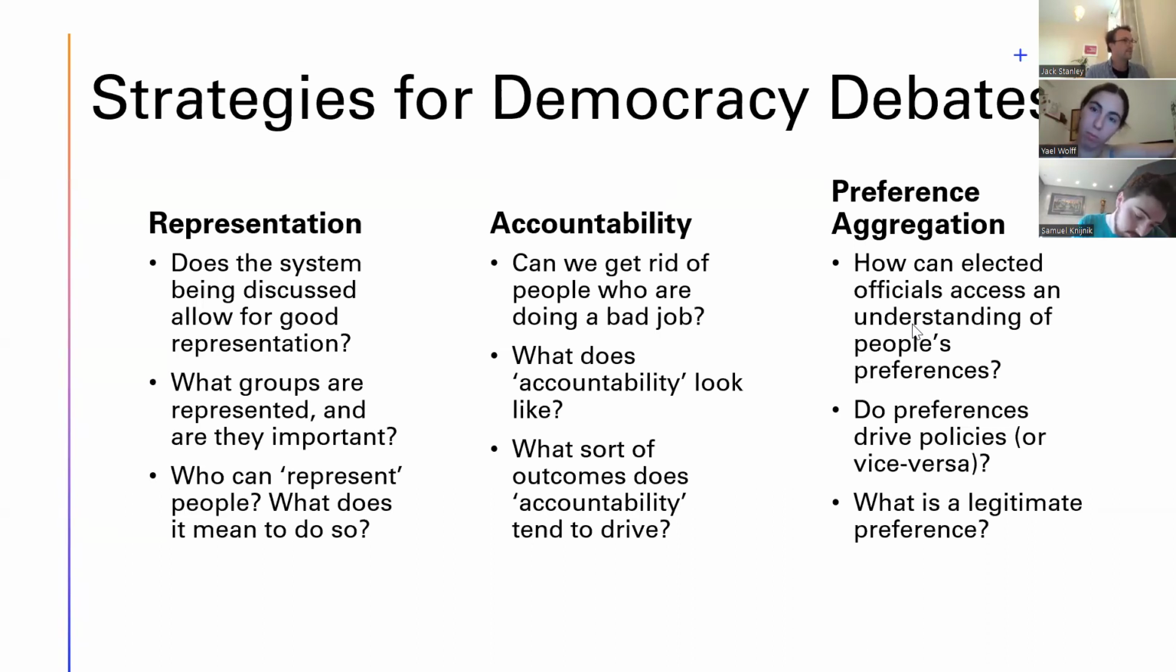But on representation, does the system allow for good representation? What is represent? I mean, what are any of these words? I kind of feel like this with all debates. So what do the words mean? But like representation, what is good representation? Does the system allow you to be represented in the best way? And what groups are being represented?